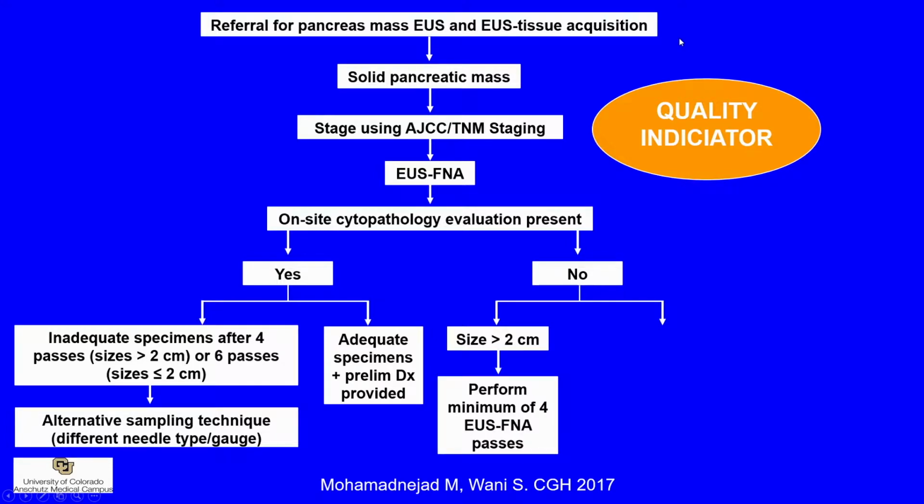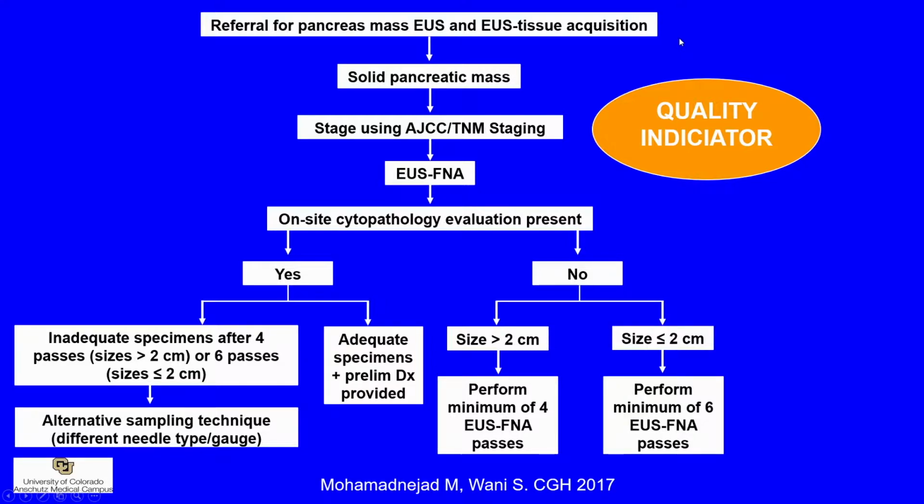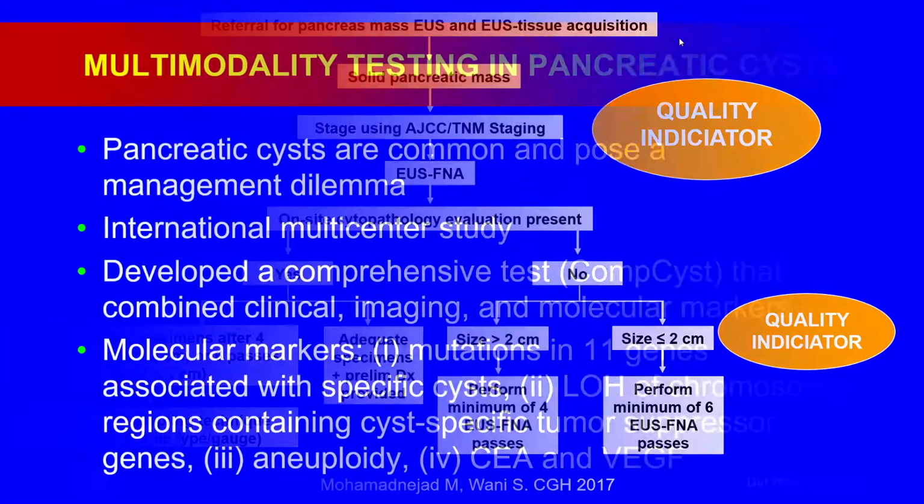On the other hand, if you don't have an on-site cytopathologist, the number of passes that you obtain is really based on the size of the lesion. For lesions that are greater than 2 centimeters, you should perform a minimum of 4 passes. For lesions that are less than 2 centimeters, you should perform a minimum of 6 passes. And I'm really referring to your practice using FNA needles. Recognize the 2 main quality indicators when you're sampling pancreatic masses: your diagnostic yield and sensitivity.